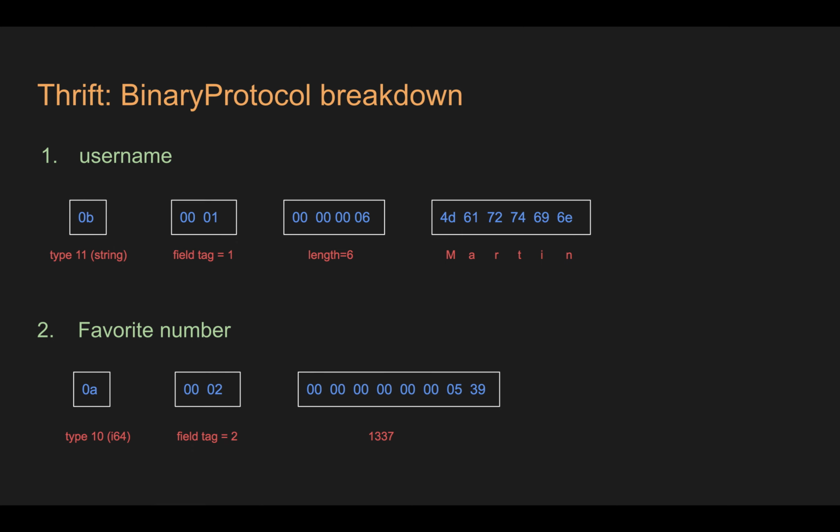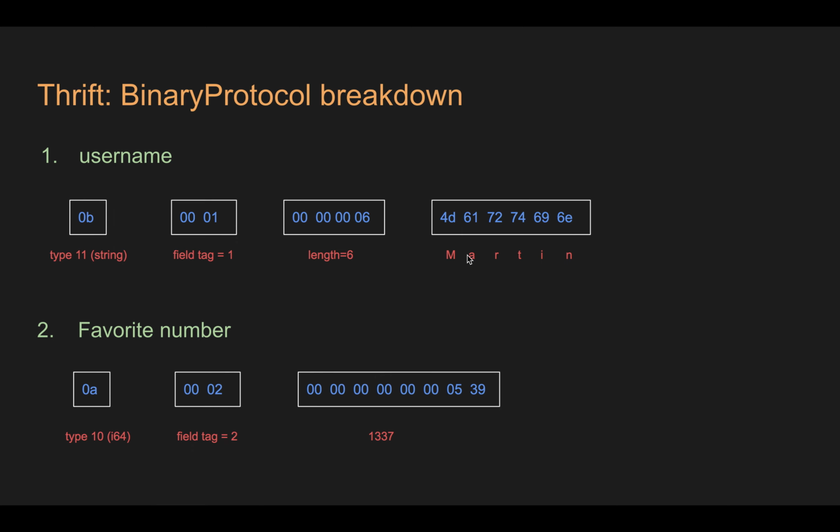So field tags are like aliases for fields. They are a compact way of saying what field we are talking about without us actually having to spell out that field name. So for username, its type is string, which has a value of 11 in Thrift, and 11 is written as 0b in hex. Then 2 bytes are allocated for the field tag. So username has a field tag of 1, as we saw in the schema. Then 4 bytes are allocated for the length field, which is 6 here.